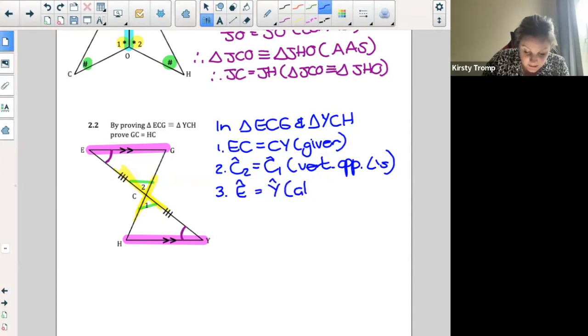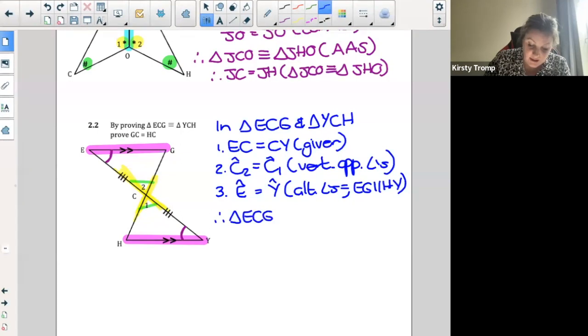Reason: alternate angles equal, EG is parallel to HY. Okay. All right. Now I can say that therefore triangle ECG is congruent to triangle YCH.